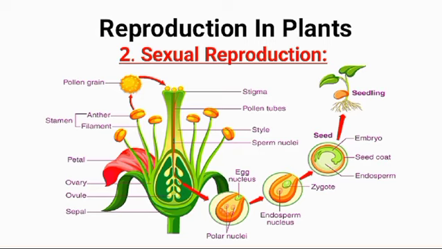Flowers which have both the stamen and pistil are called bisexual flowers. For example, rose, mustard, and so on. The stamen has a filament and anther. The anther contains pollen grains which contain the male gametes. The pistil has stigma, style, and ovary. The ovary contains ovules which contain the female gamete or egg. In sexual reproduction, the male and female gametes fuse together to form a zygote.